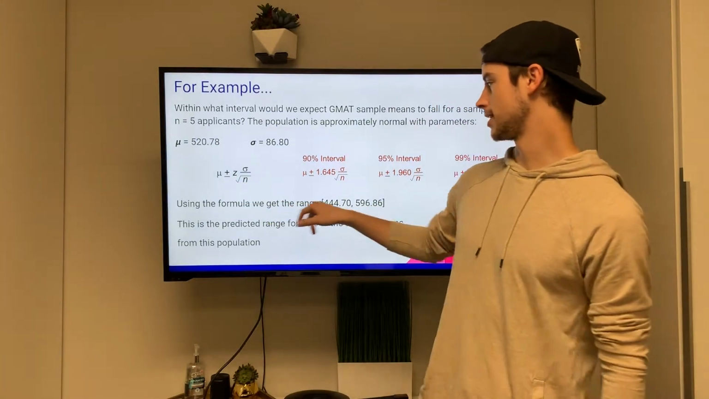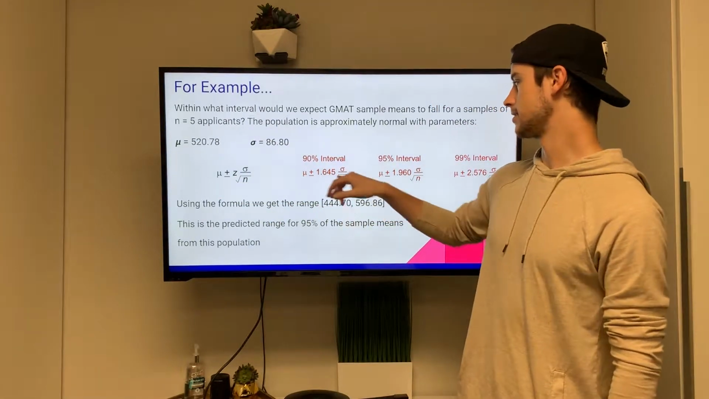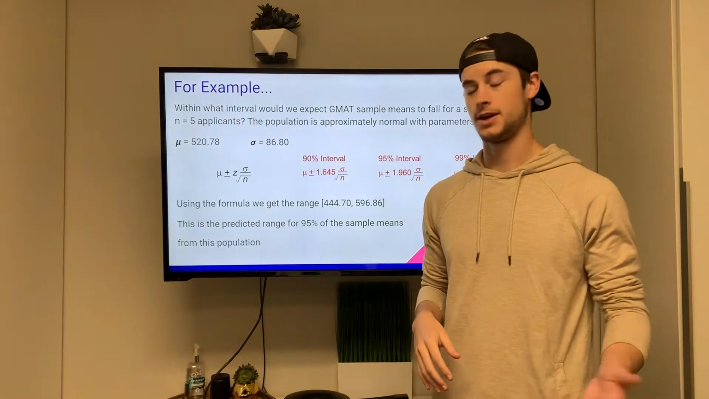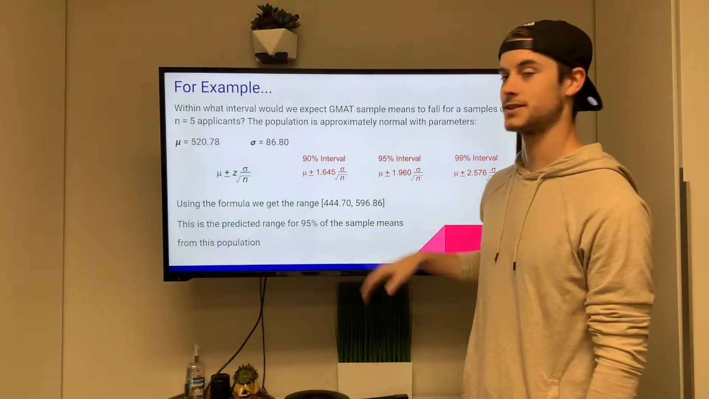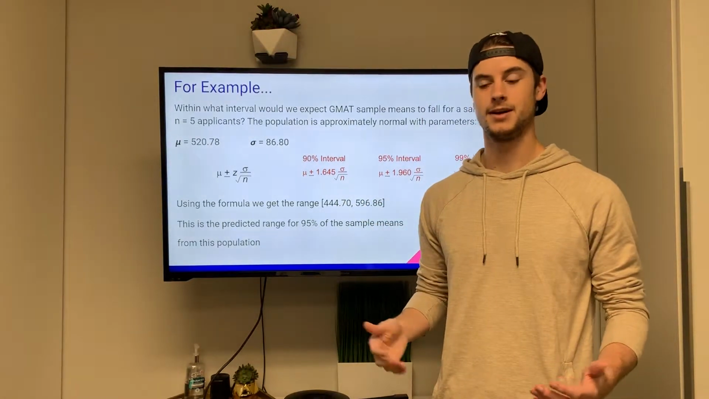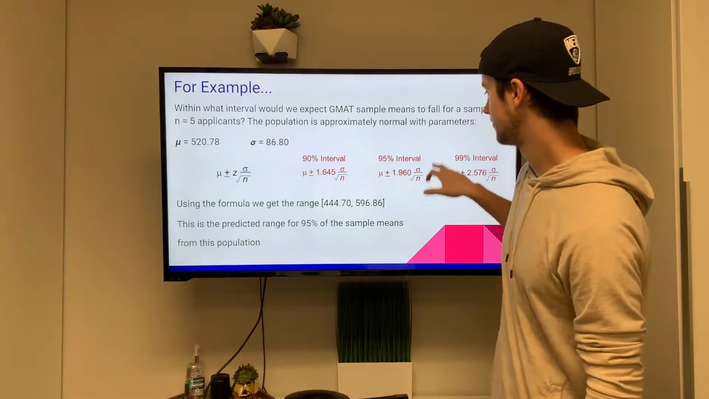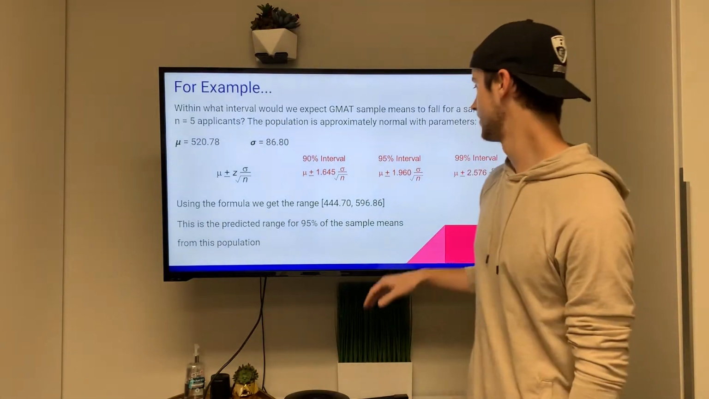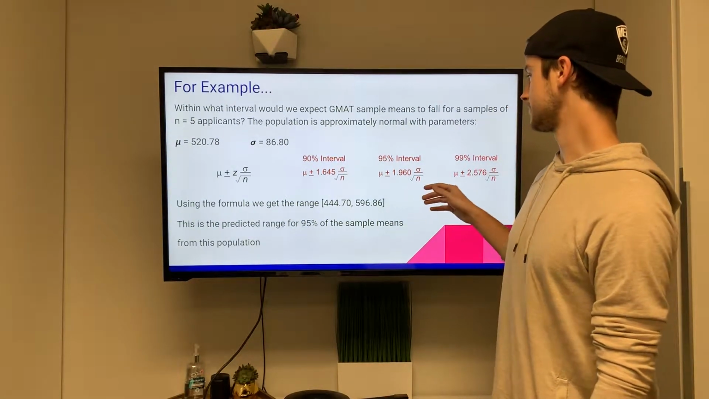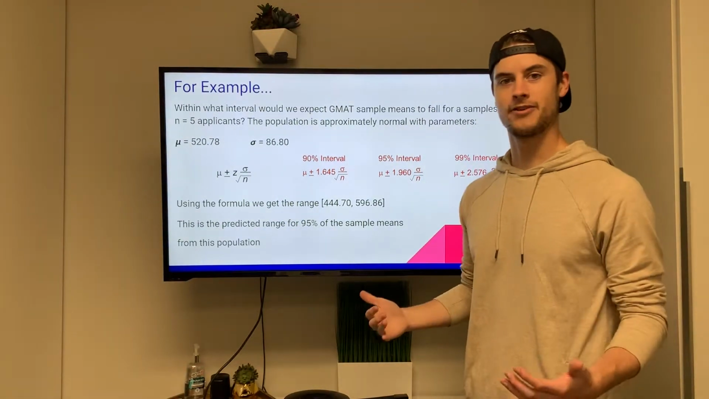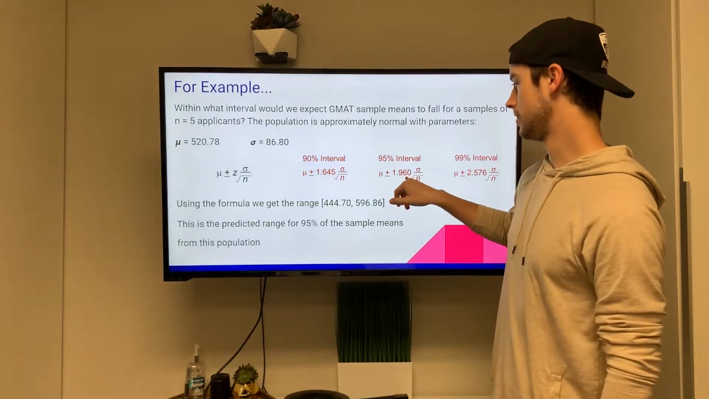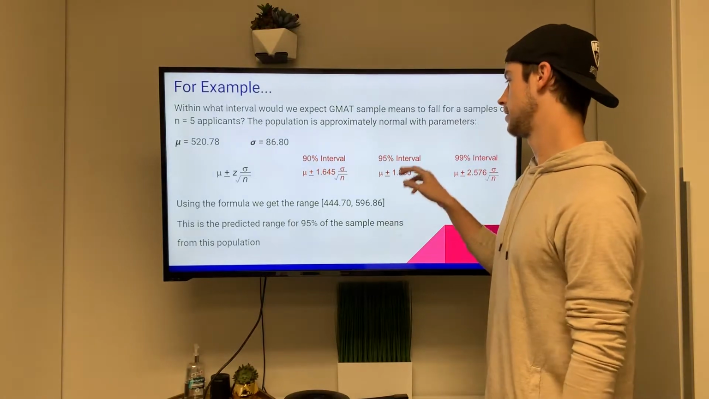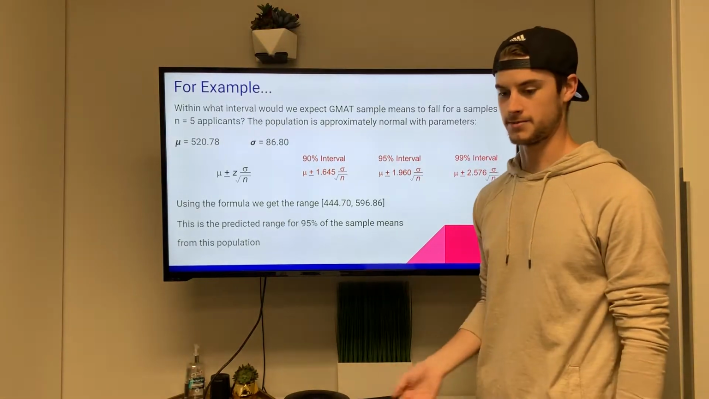So using the formula, we can get the range. I'm sorry, I should have designated what interval I wanted you to check, but I meant to say 95% interval. Oops, my mistake. Teacher messes up, that's fine. Okay, we all make mistakes. But anyway, we're trying to find the 95% interval, so we take this formula here: the mean minus the standard error times the z-score, and then the mean plus the standard error times the z-score, okay?